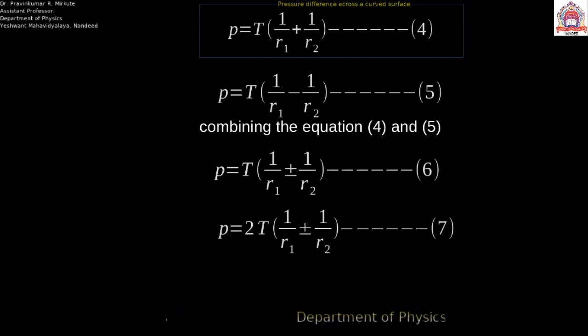Suppose we are taking a single spherical surface such as that of a liquid drop or an air bubble inside the liquid. So we have two radii of curvature R1 and R2, and those are R, because a single spherical surface is considered. So the pressure is equal to T into (1 by R plus 1 by R), because we are taking R1 is equal to R2 is equal to R.